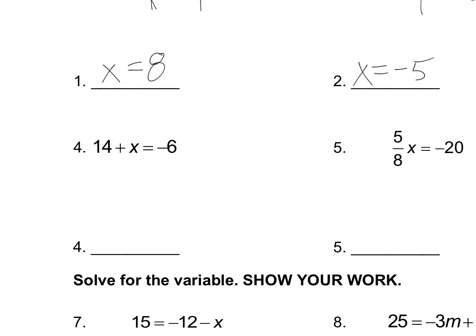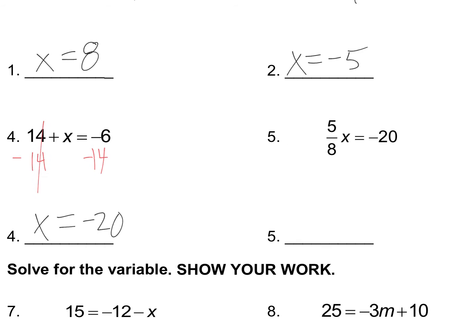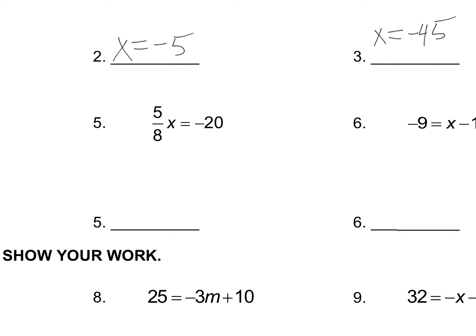Coming down to 4, we're adding 14 to x, so we subtract 14 from both sides, these cancel, and -6 and -14, or 6 anchors and 14 anchors, would put us at -20. You can also think of money: you owe someone 6, owe them 14, you owe them 20.